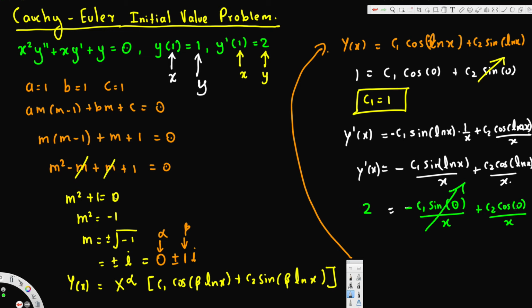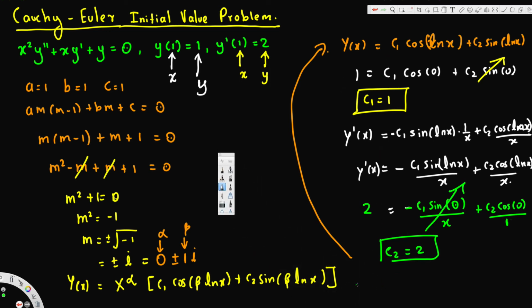And here we have cos 0, that's going to be 1. And we know that x is equal to 1, so we can plug that 1 also right here. Let's get rid of this x and put 1. Now we know that C2 is equal to 2, because cos 0 is 1 and this is 1. So C2 is equal to 2. We found out C1 and C2, so we can write our particular solution.